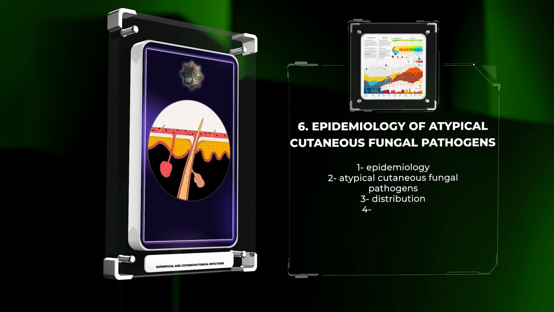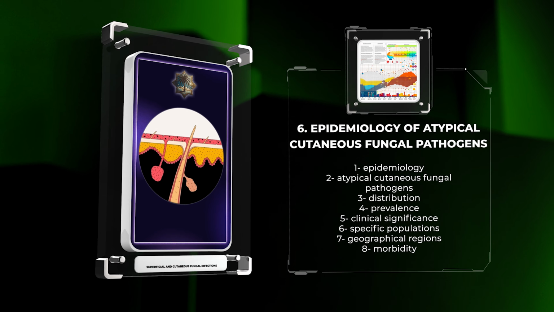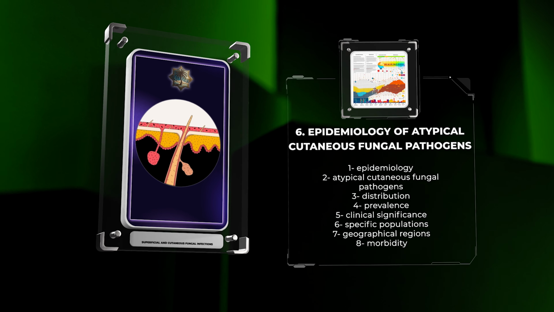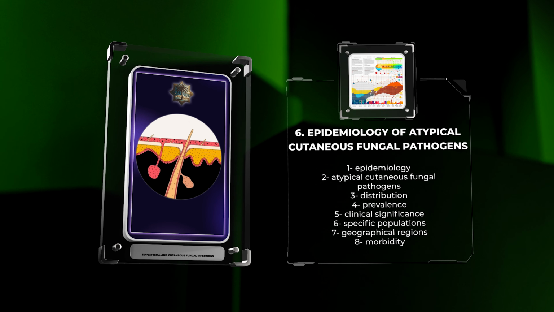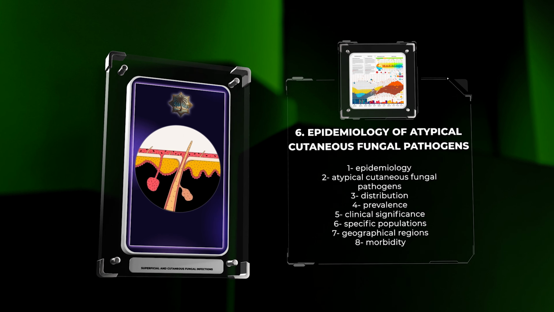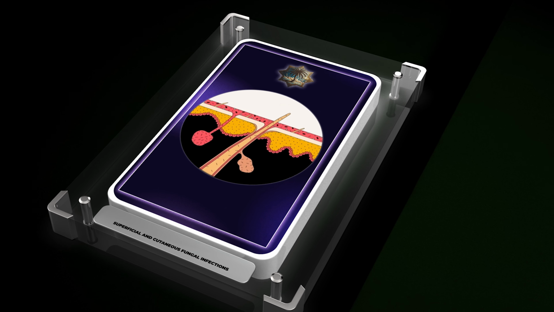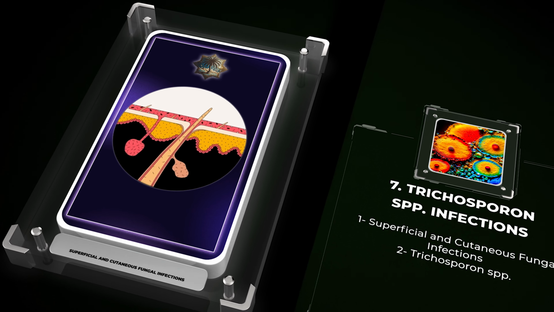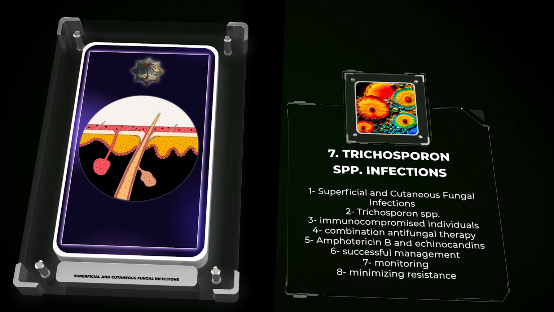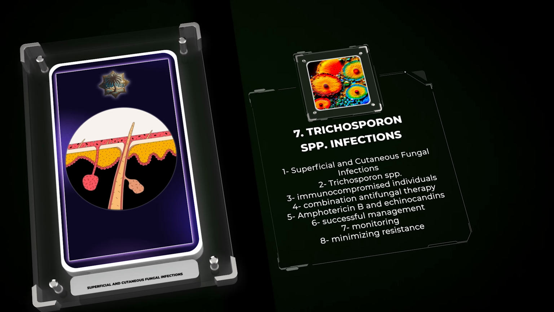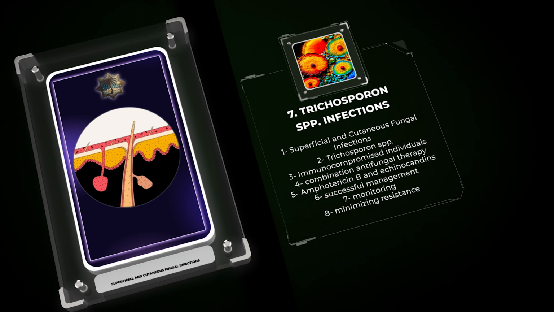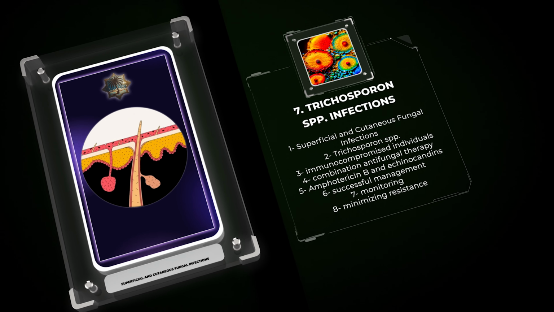In summary, the epidemiology of atypical cutaneous fungal pathogens involves exploring their distribution, prevalence, and clinical significance. This includes understanding their prevalence in specific populations and geographical regions, as well as their potential to cause significant morbidity. Superficial and cutaneous fungal infections caused by Trichosporon spp. primarily affect immunocompromised individuals. Prompt initiation of combination antifungal therapy, such as amphotericin B and echinocandins, is crucial for successful management. Close monitoring and minimizing resistance are important as well.